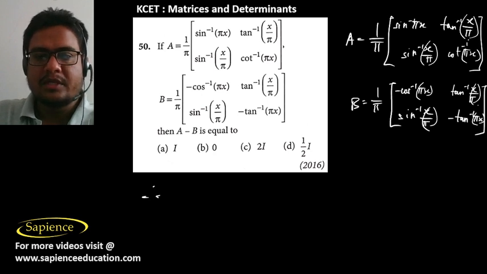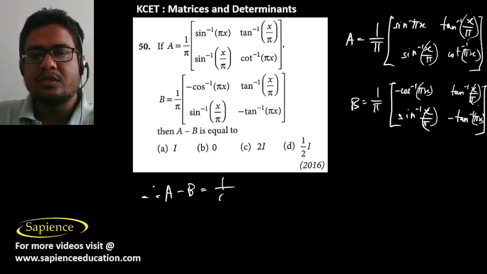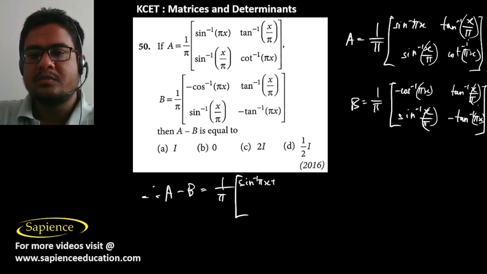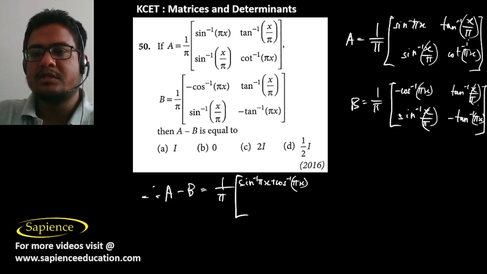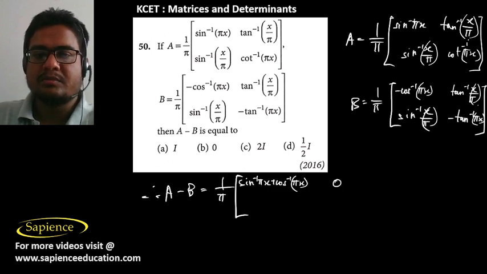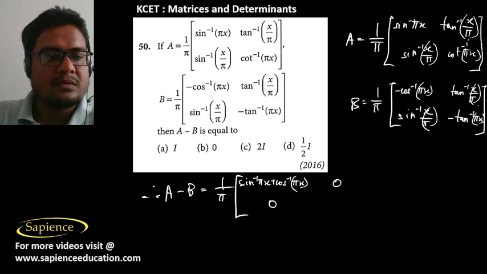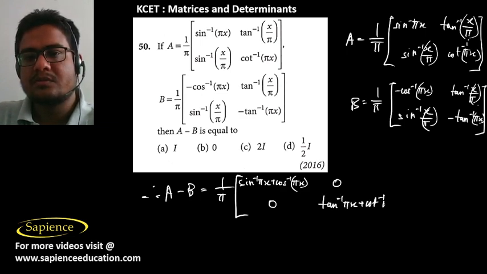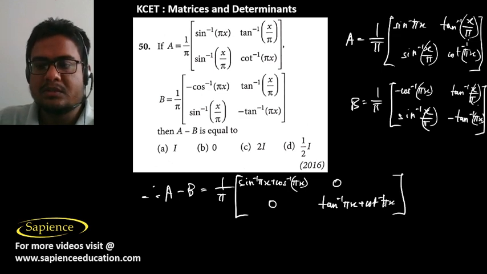So now A minus B, that will also equal 1 by pi into this minus this. This will be sin inverse pi x plus cos inverse pi x. This will be tan inverse x by pi minus tan inverse x by pi, that is 0. Sin inverse x by pi minus sin inverse x by pi. Then cot inverse pi x minus of minus tan inverse pi x, this is tan inverse pi x plus cot inverse pi x. So this is equal to pi by 2.